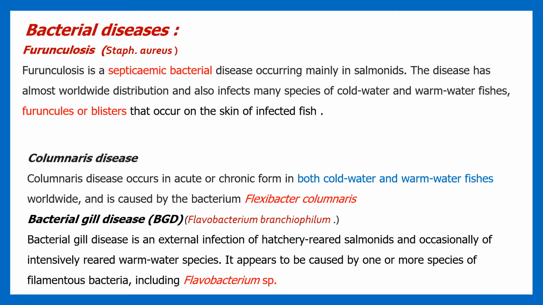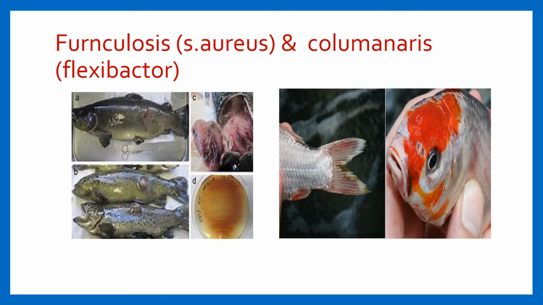Next bacterial disease is columnaris disease. This one is caused by the bacterium Flexibacter columnaris. Another bacterial disease is bacterial gill disease, that is BGD, caused by Flavobacterium branchiophilum. Gill disease is an extended infection of hatchery reared salmons, occasionally in intensively reared warm water species. It appears to be caused by one or more species of filamentous bacteria, that is Flavobacterium species. There are so many species, hence I have written just the genus.